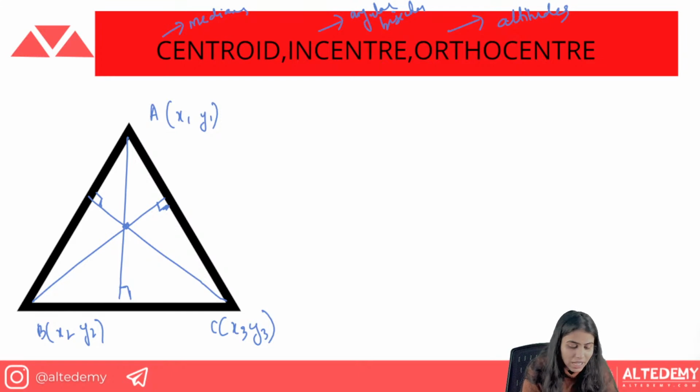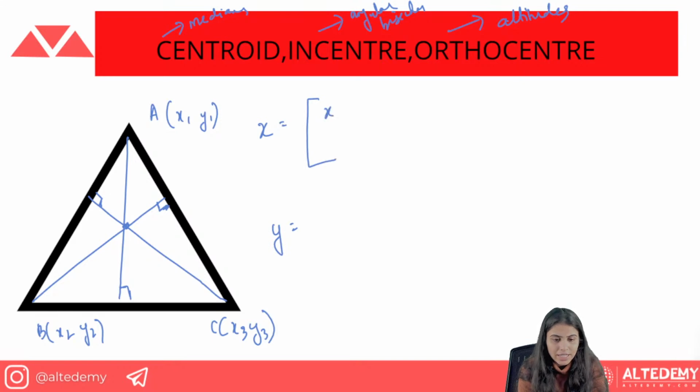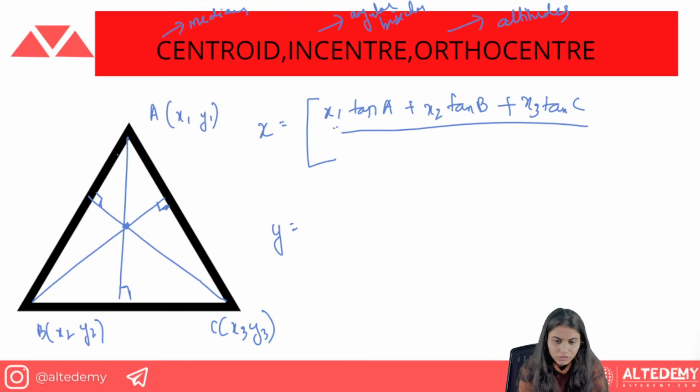Also we need to know about the angles here. Okay, so we have these points A, B, C. The ortho center point looks like x equals and y equals. Here x1 is the point, and tan is the angle of A. This is the angle A, this is the angle B, this is the angle C. Okay, x1 tan A plus x2 tan B plus x3 tan C upon tan A plus tan B plus tan C. So this is the formula for the x coordinate.